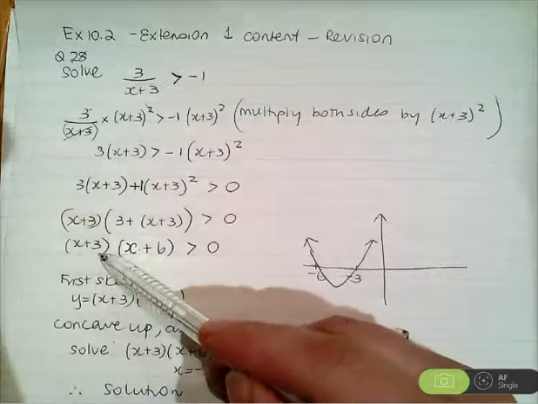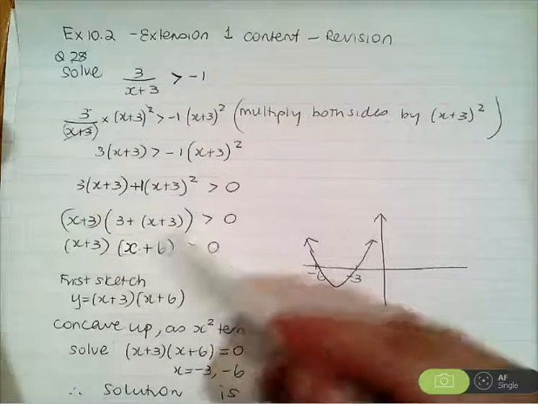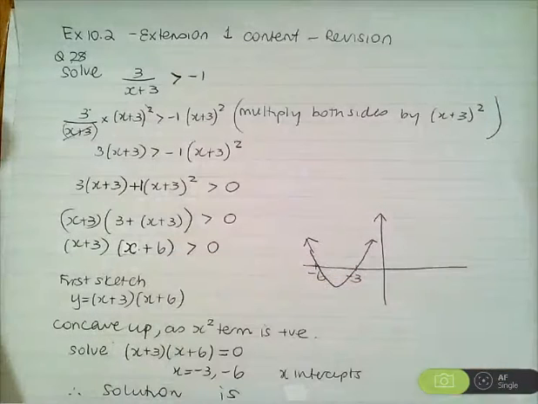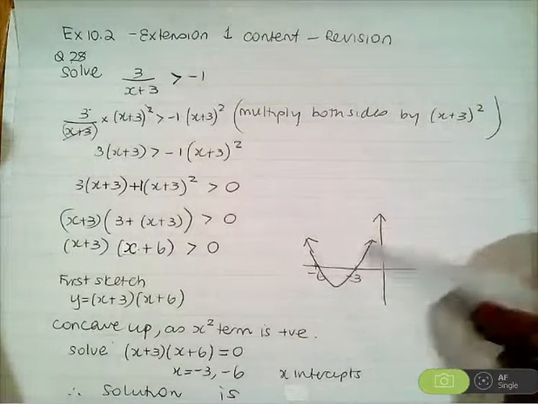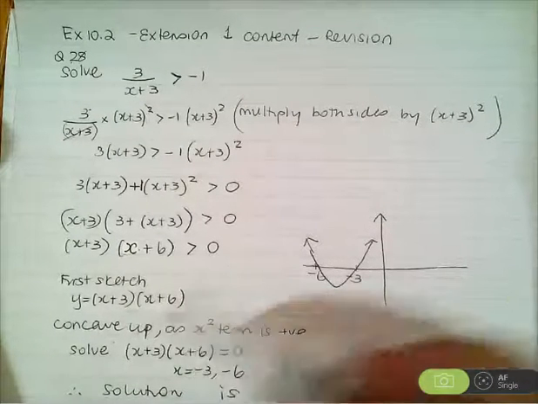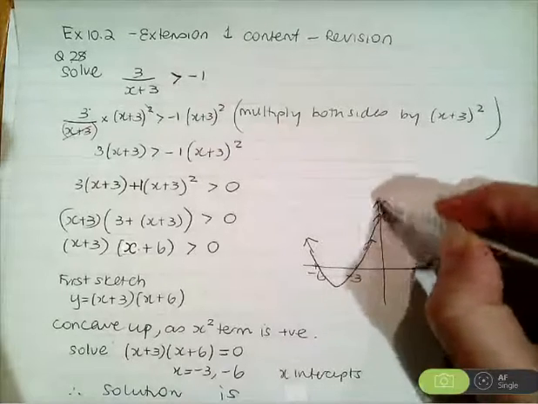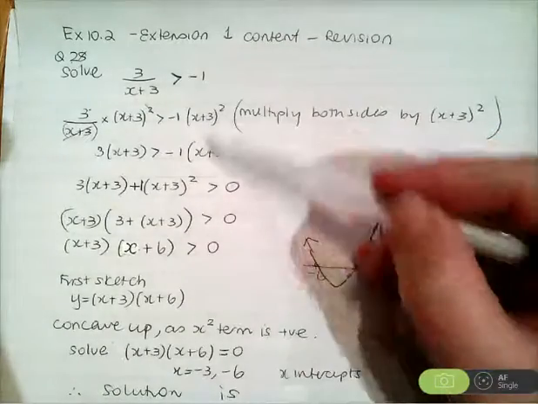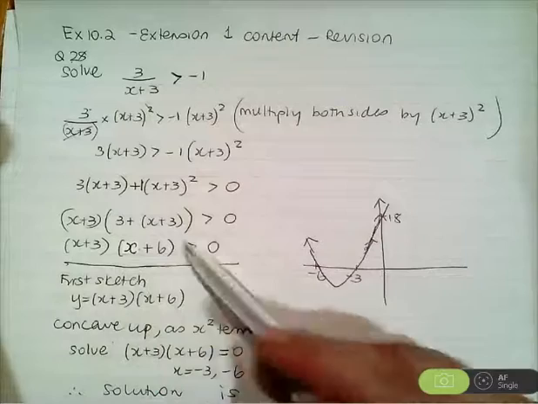So we've got x plus 3 bracket, and then we expand this bit here, and we get 3 plus x plus 3, which is x plus 6, is greater than 0. Now, back here again, it's concave up, x-intercepts are negative 6 and negative 3, so sketching that parabola, if you wanted, you could put the y-intercept, which is 18, but there's no need to do that. It's not required for our solution. So to be able to solve this whole thing, we've come down to this line here, where x plus 3 bracket x plus 6 has to be greater than 0.